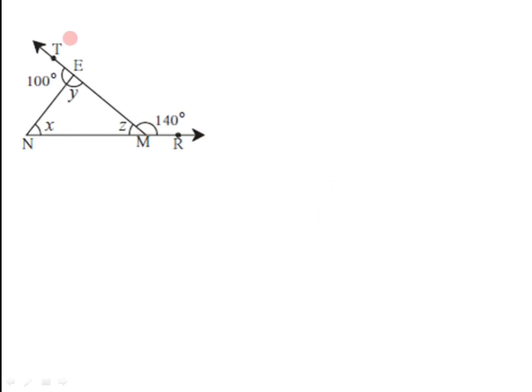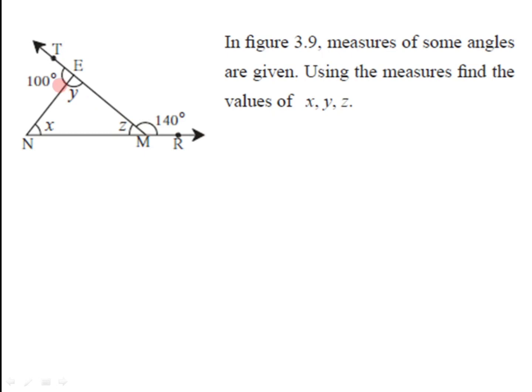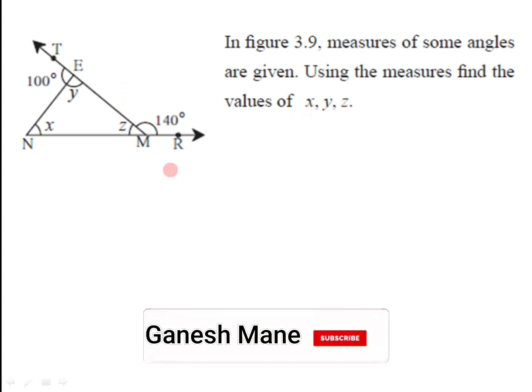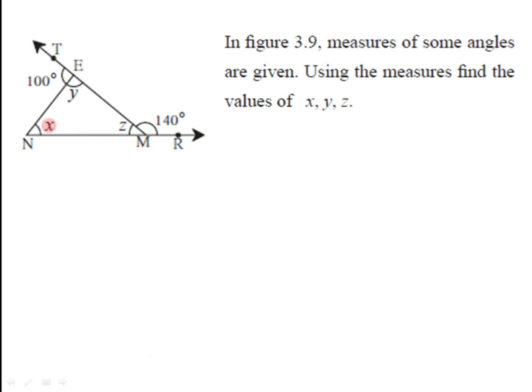Let's have another question. The diagram is given. There is a question based on this diagram. Measures of some angles are given in this diagram, and by using that we have to find the values of x, y and z. In this diagram, triangle ENM is given, and x, y and z are the measures of angle N, angle E and angle M. So we have to find the measures of these three angles of triangle ENM.